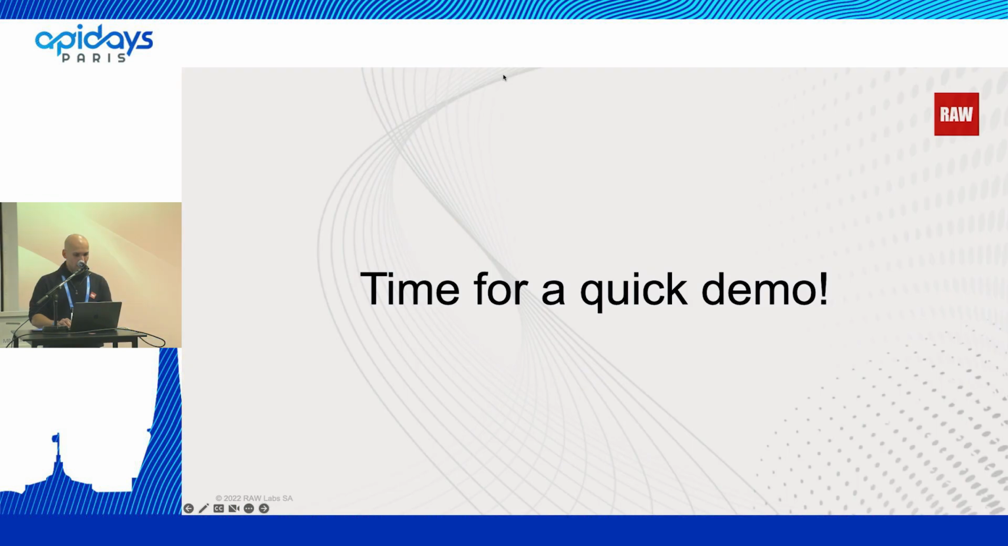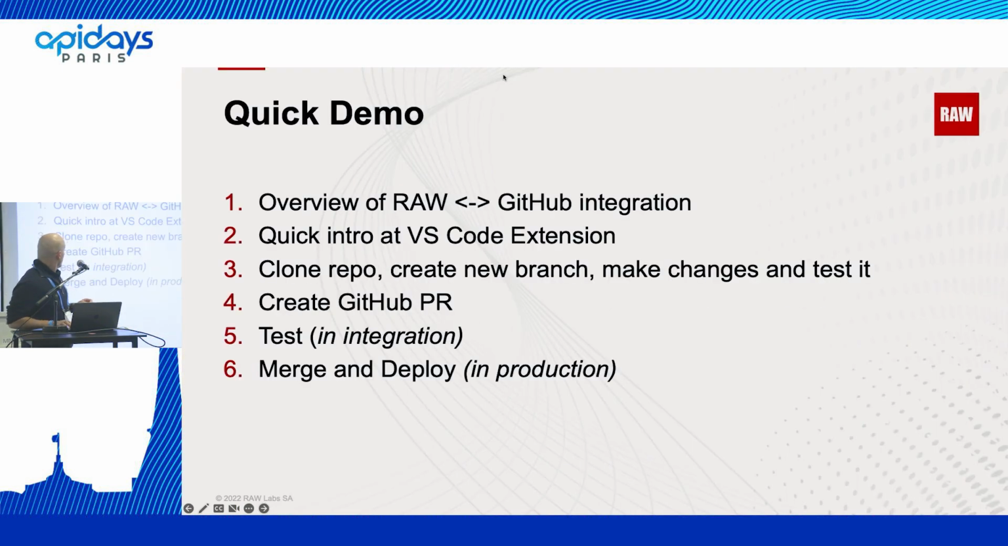So, yeah, those are the steps we just did, right? Again, we looked at the integration between raw and GitHub, then the extension to VS Code. We effectively cloned the repo, created a new branch, made changes to it. We were able to test it locally, even though our services are running on the cloud, and create a GitHub pull request. You could test in an integration environment. We didn't, again, get to see all of that, but just in a very simplified setting. Then we didn't get to merge and deploy, but you get the idea. You would merge, the new endpoint would then be available, and then the branch would disappear, right?